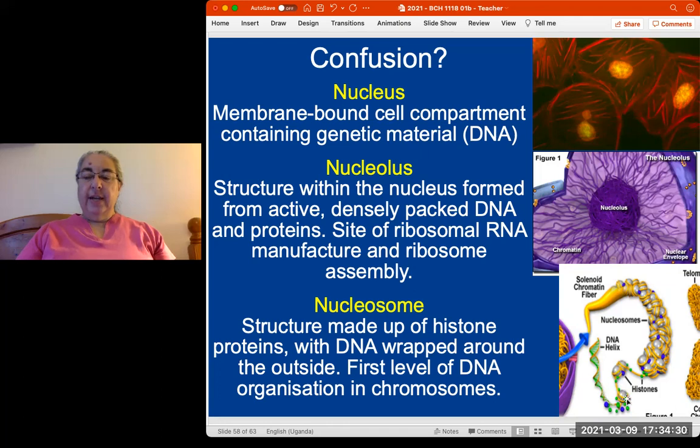Each of these little balls of histone and DNA around the outside is called a nucleosome. It's the first level of organization of DNA. So three similar words which have a different meaning. So if you're in an exam and the question asks you about the nucleolus, please do not tell me about the nucleus. If the question asks about the nucleosome, please don't tell me about the nucleus. Okay, make sure you know each of those words and that you look carefully to see which one is actually being used.